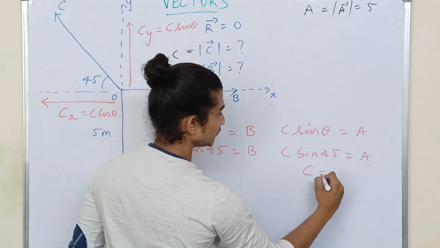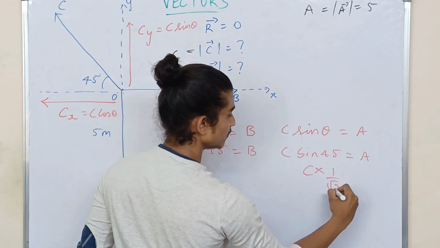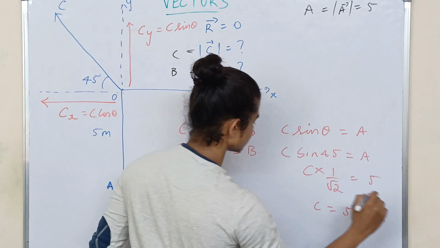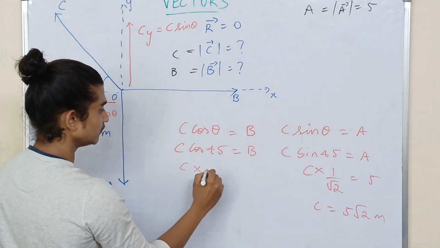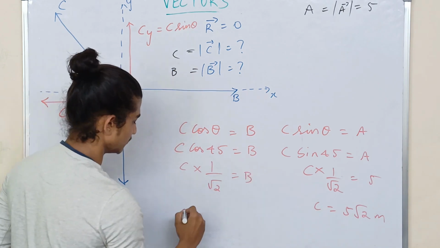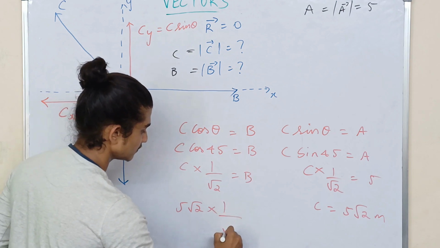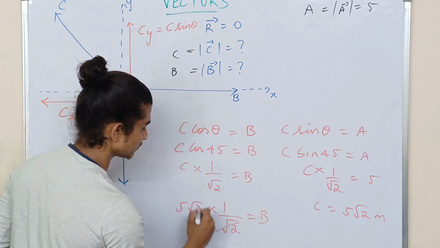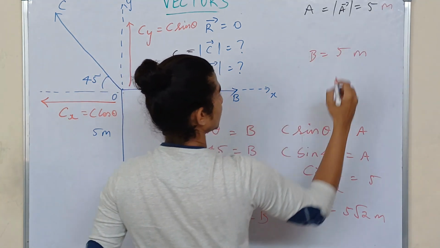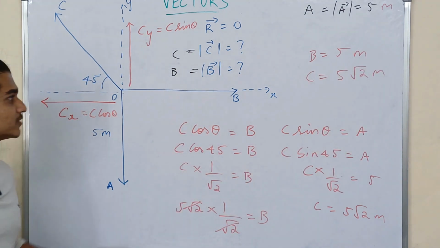And your a is equal to 5. So c into sine 45, which is 1 by root 2, is equal to a, which is 5. So c is equal to 5 root 2 meters. Similarly applying here, c into cos 45 is 1 by root 2, whereas c is 5 root 2, which I got from the previous answer. So 5 root 2 into 1 by root 2 is equal to b. These two cancel, so your b is going to be 5 meters, and c is also going to be 5 root 2 meters.